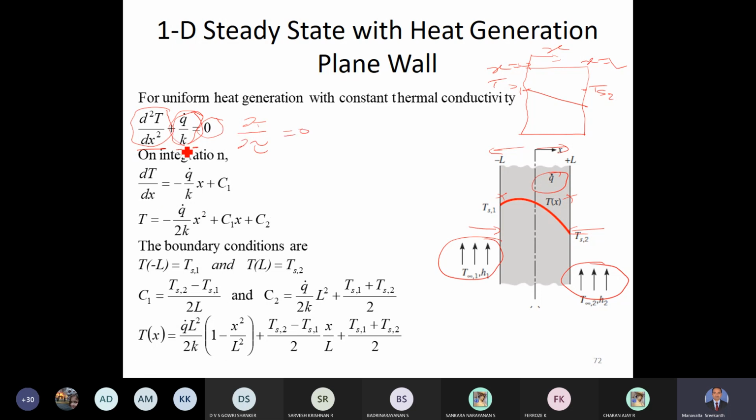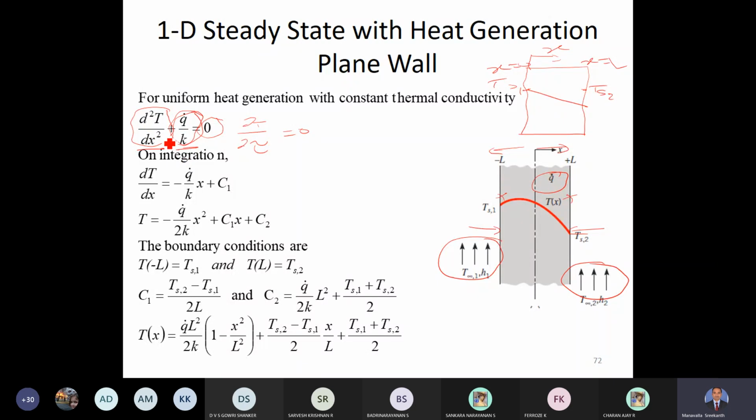Now if you look at this equation, this is basically a second order ordinary differential equation. The temperature is varying only with x. There is only one independent variable. Therefore, this is an ordinary differential equation. So instead of ∂T/∂x, we have written dT/dx. It's d²T/dx² because this is an ordinary differential equation. And the squares imply that this is a second order equation.